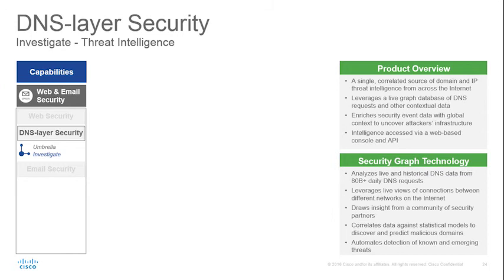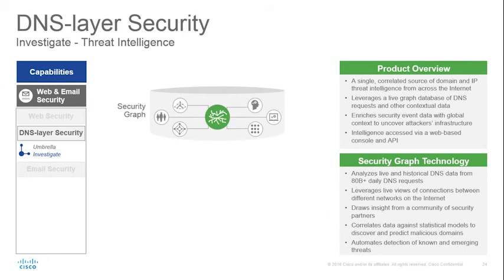Investigate leverages a live graph database of DNS requests and other contextual data called Security Graph. Security Graph, the technology behind Investigate, is a graphical database working behind the scenes while Investigate acts as the front-end product, providing user access to data via a web-based console or API. In short, Security Graph powers OpenDNS predictive intelligence, and Investigate makes the information accessible to its users.